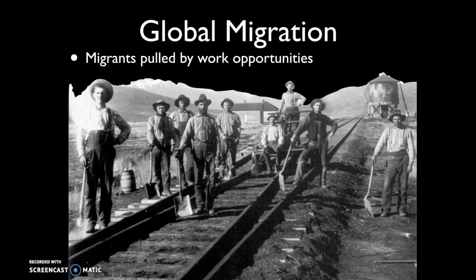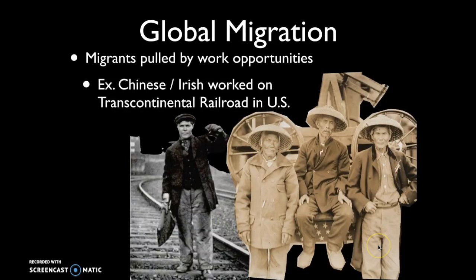And you've probably studied this before if you've studied American history. So for example, the Chinese and the Irish, who both worked on the Transcontinental Railroad, sort of building it from different ends. The Chinese working on the Transcontinental Railroad, many of them from the western coast of the United States. The Irish building the railroad from the east, ultimately meeting in the middle. And so these were certainly not lucrative jobs, but they offered opportunities for these migrants at a time when maybe there weren't as many opportunities in their home country.